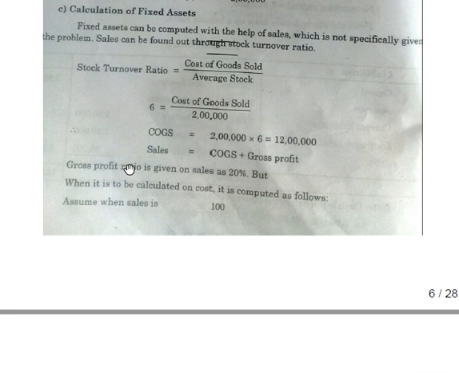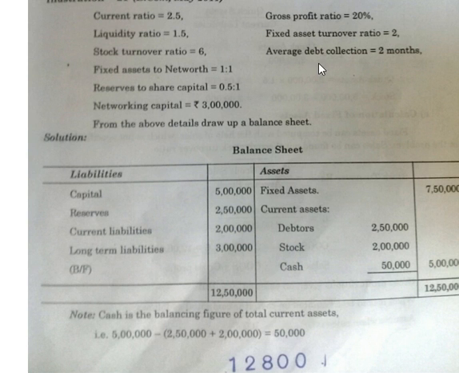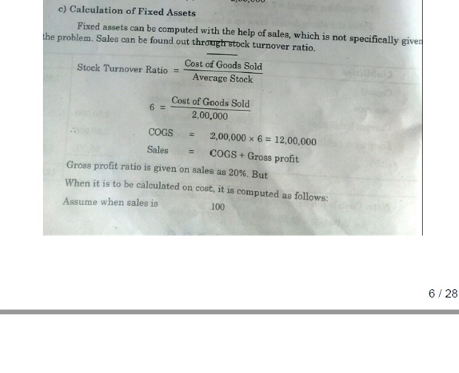Calculation of fixed assets. Fixed assets can be computed with the help of sales, which is not specifically given in the problem. So sales can be found out through the stock turnover ratio. The stock turnover ratio formula we know is cost of goods sold divided by average stock. So 6 is your stock turnover ratio, which they have given in the question. Cost of goods sold we do not know. 2 lakhs is our average stock, which we found out. The closing stock is 2 lakhs, so we'll use that only. So cross multiply: cost of goods sold is equal to 2 lakhs into 6, which is 12 lakhs.